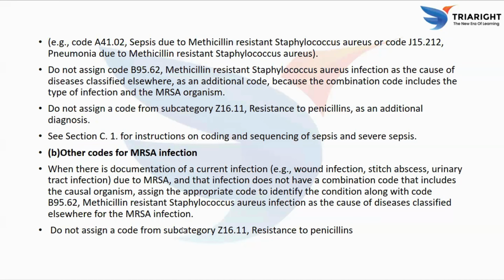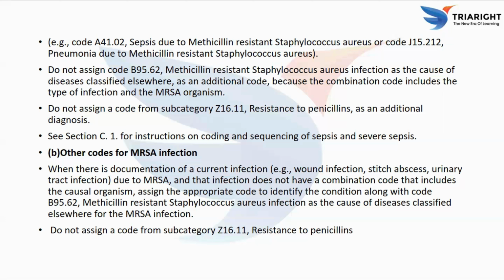So when a combination code exists, for example, combination code examples are A41.02 for sepsis due to MRSA and J15.212, pneumonia due to MRSA. So these codes already include the infection and the organism. So one code covers both the condition plus MRSA. So you should not assign B95.62 with a combination code. Why? Because the combination code already identifies the type of infection as well as MRSA. So adding B95.62 would be double coding. It is not allowed.